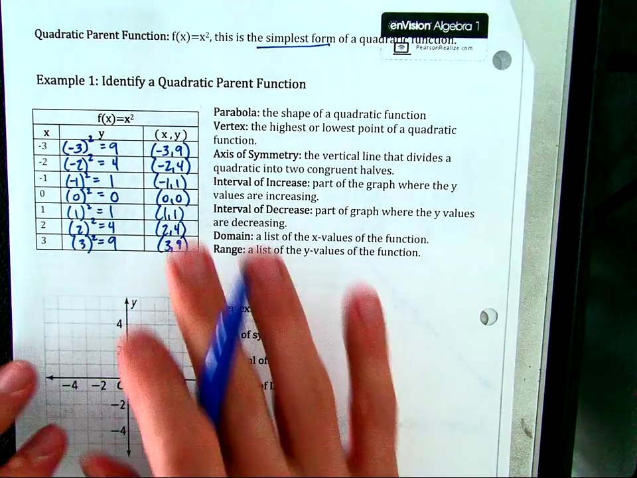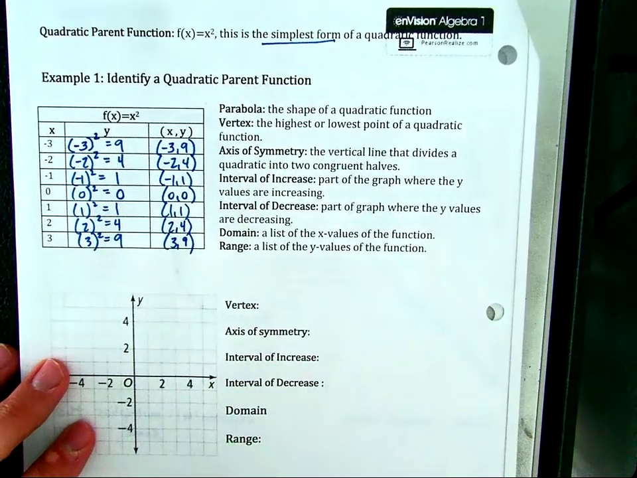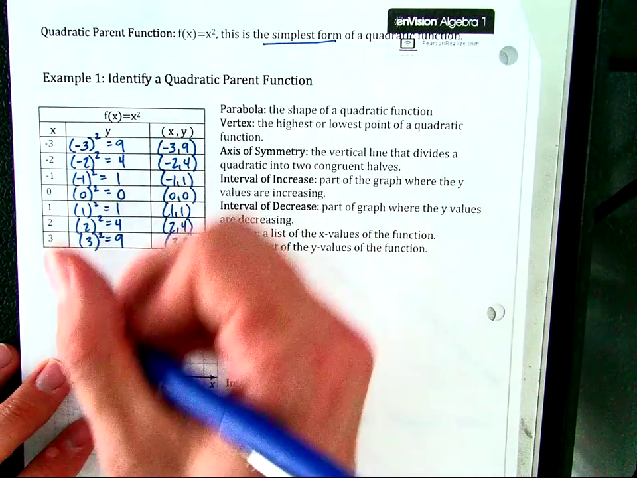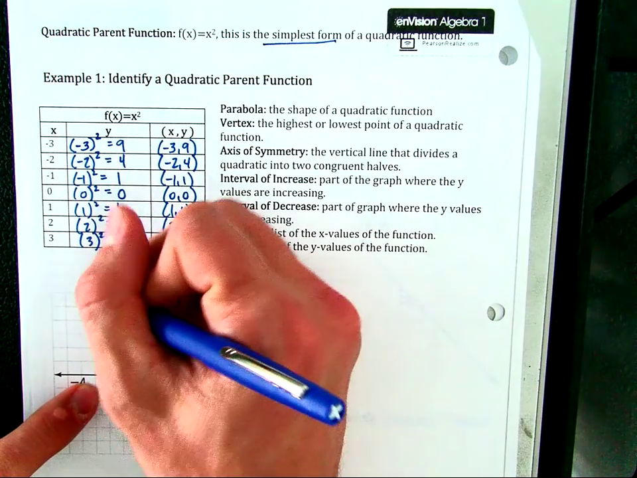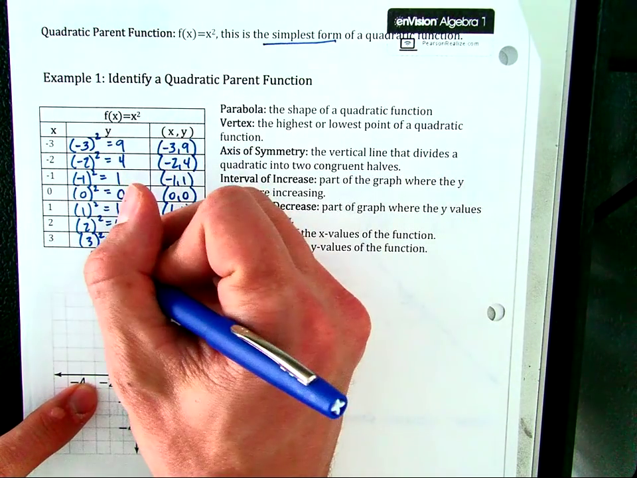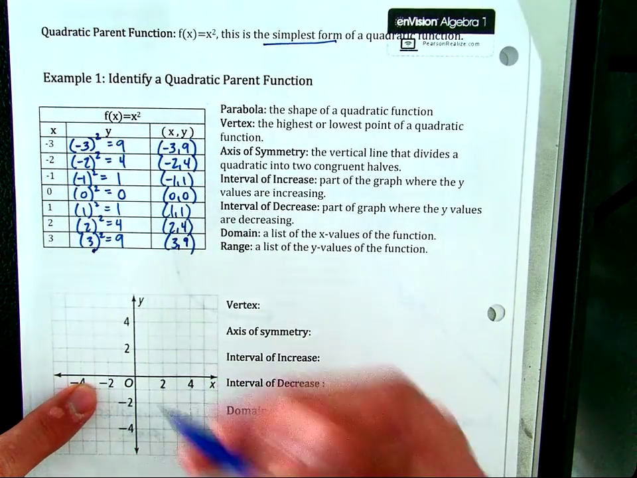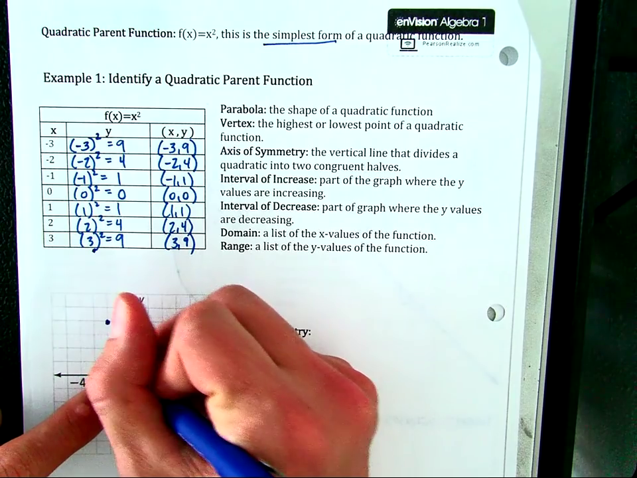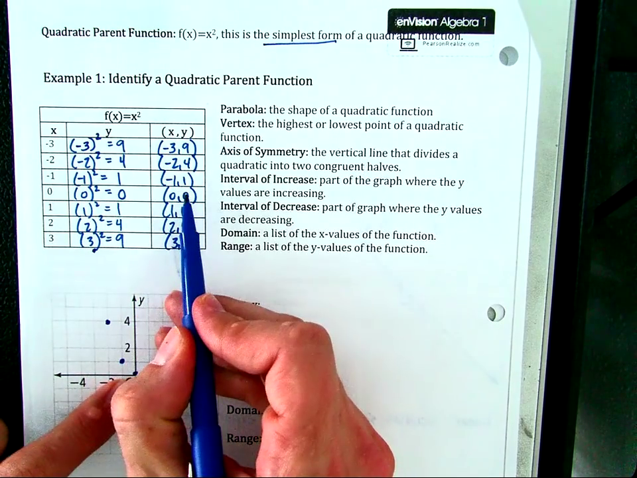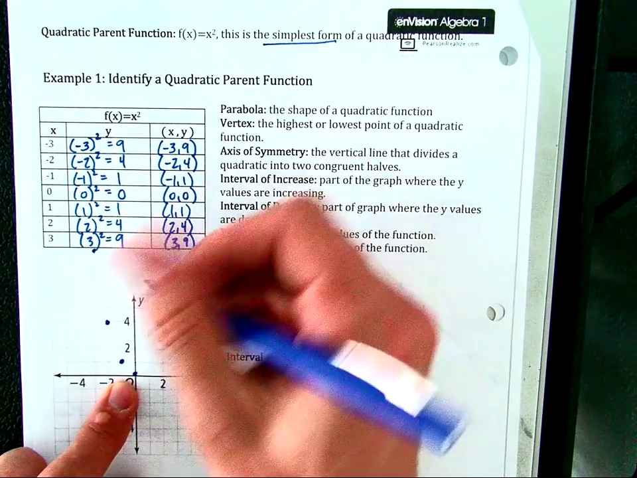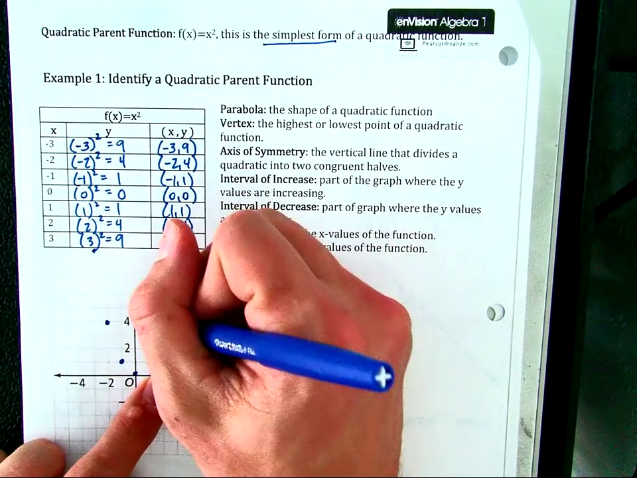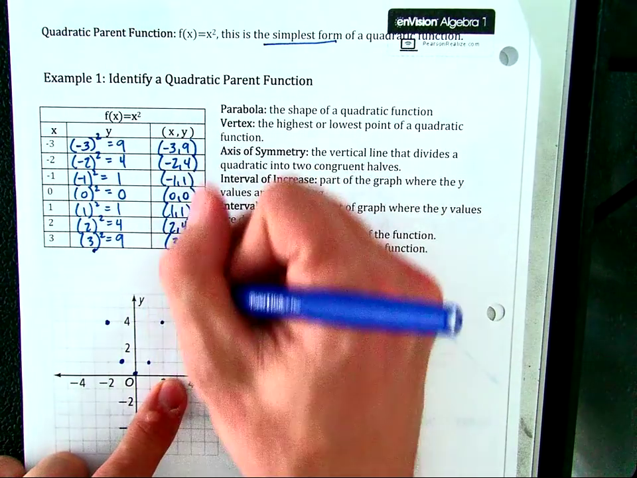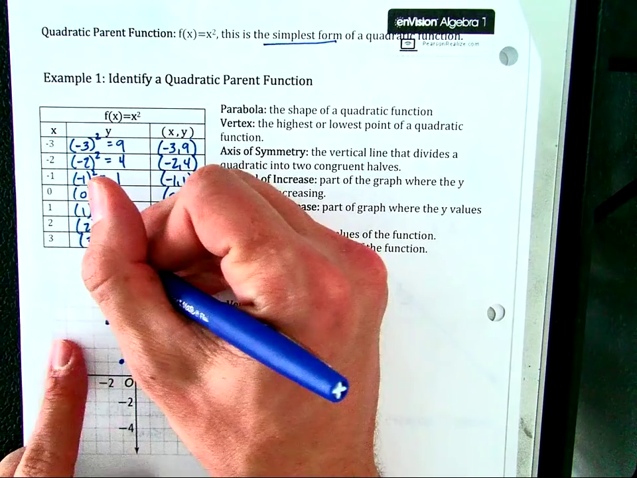Alright, so we're going to take these points and plot them down here, and then we'll talk about some of these definitions. At negative 3, my point is 9. That's way up off the graph, so we'll just put a point up here. Negative 2, 4. Negative 1, 1. 0, 0. 1, 1. 2, 4. And 3, 9. Once again, way up off the graph.